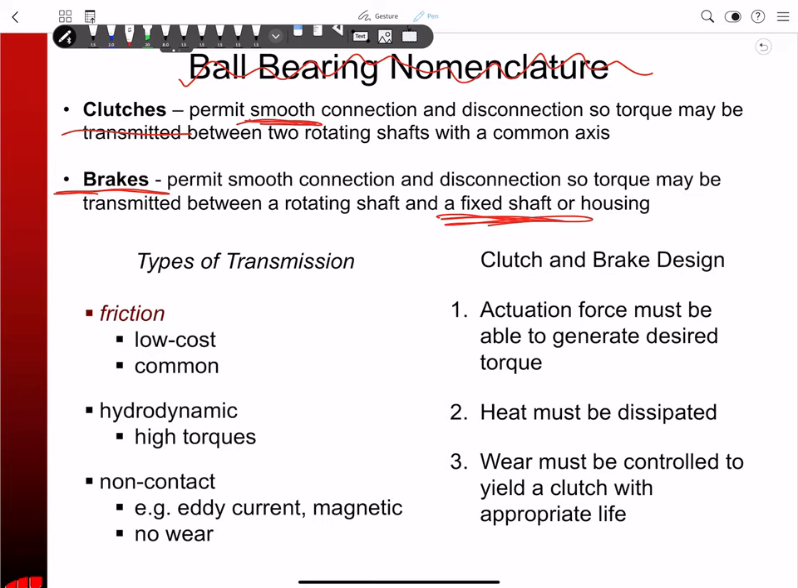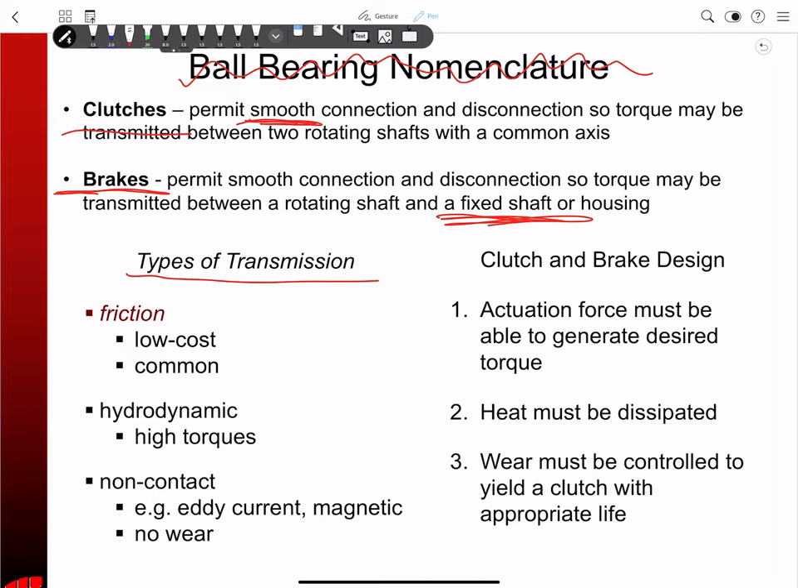All right. Now, there's a bunch of ways to do this, types of transmission. Friction is the most common, right? Your bicycle probably has friction brakes. It's cheap, it's common, it's easy, easily replaceable, right? So that means just, you know, some asbestos pad is rubbing on some metal disc and it slows things down. Or it speeds things up in the case of a clutch.